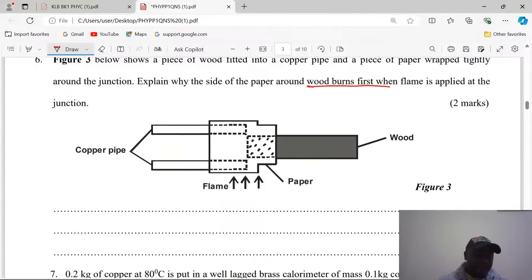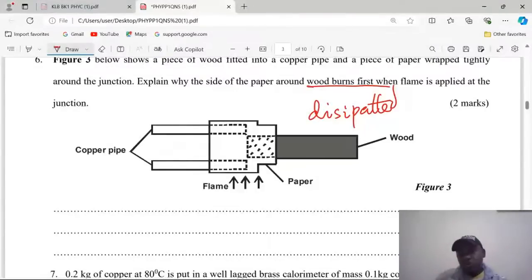The reason it happens so is because wood is a poor conductor, and therefore heat is going to accumulate at that point. As a serious student, you should be able to take down the explanations that I'm making. So I will repeat: wood being a poor conductor, the heat will not be dissipated to the other part. It will just act on one part, and that is why burning is going to take place.